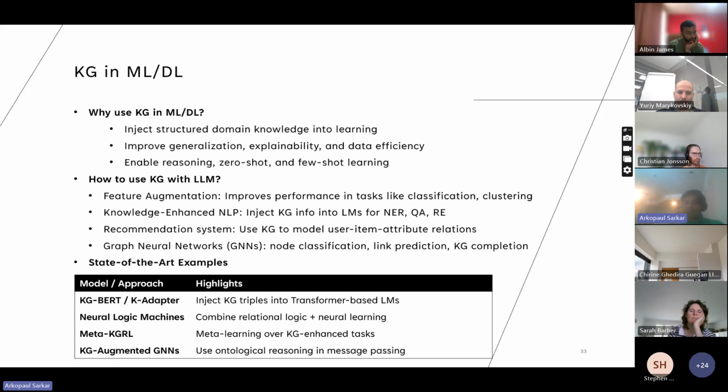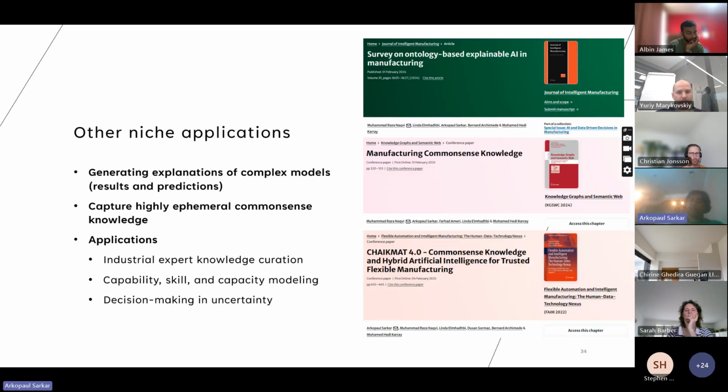Also in practice. And you can see some of the examples and also some of the tools used. Now, of course, we are going further, and there are some niche applications where knowledge engineering comes into the picture, and they are being tried. And some of these publications we have worked on recently.